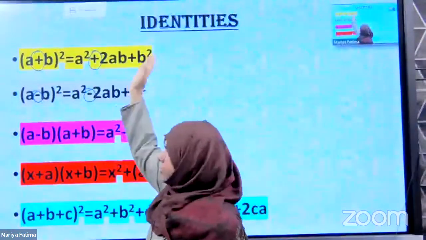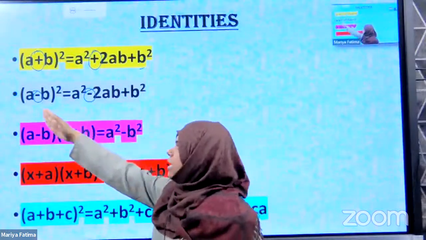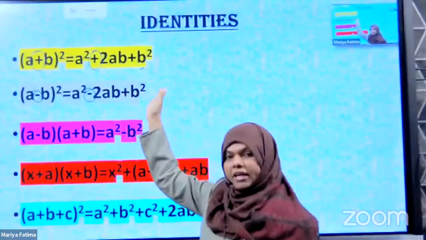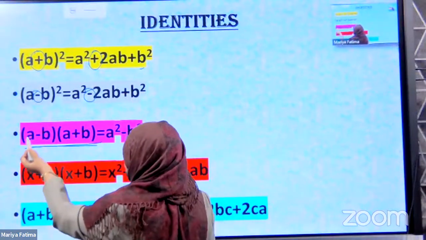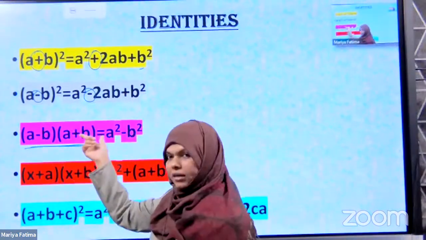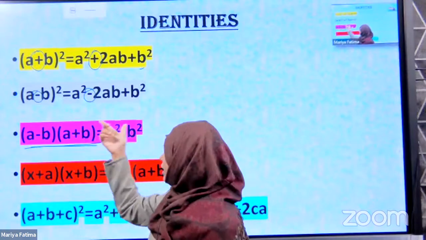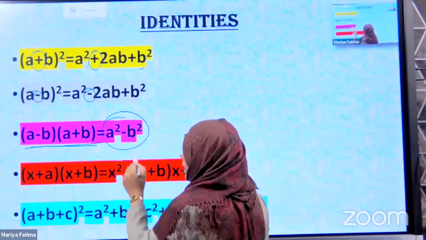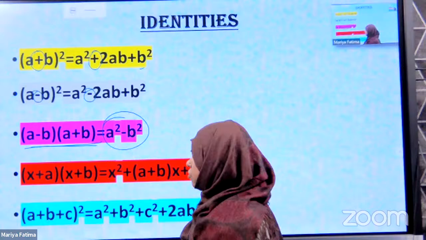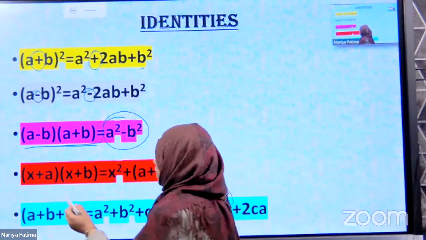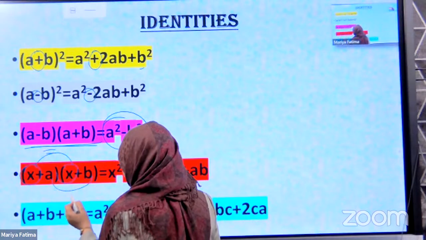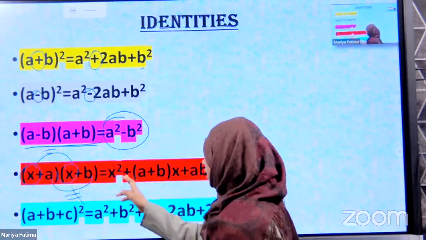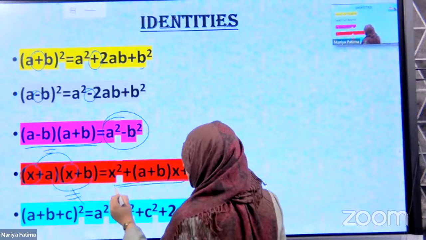A plus b whole square is equal to a square plus 2ab plus b square. A minus b whole square is equal to a square minus 2ab plus b square. Now this is the next part. If one part we are adding and subtracting it, then we have to write a square minus b square. And here these two should be the same, and these two will be different, not equal. Then only we can use this identity.